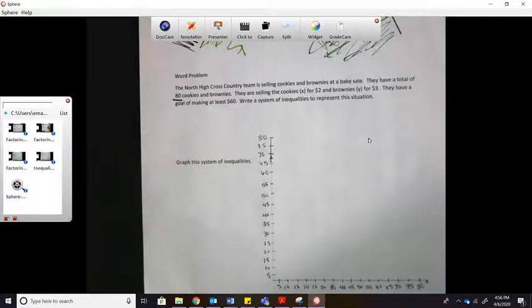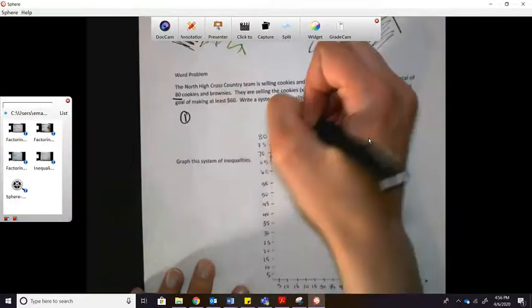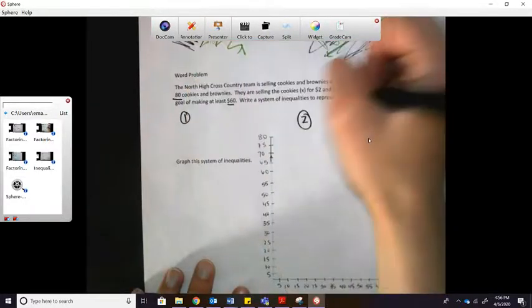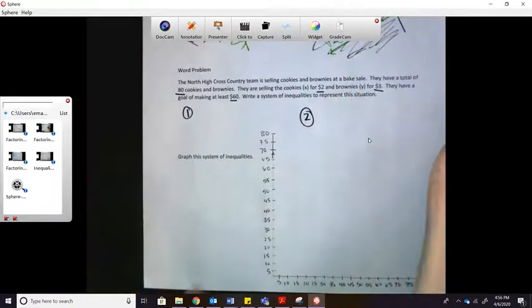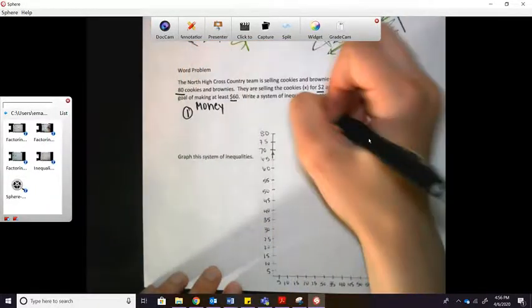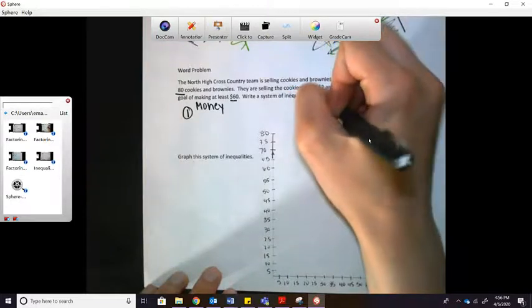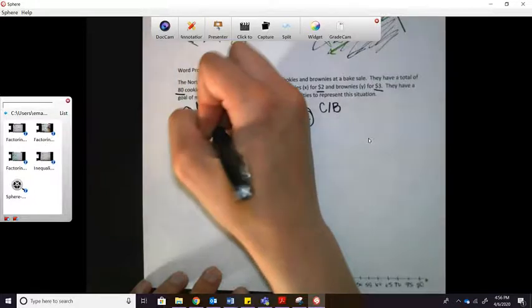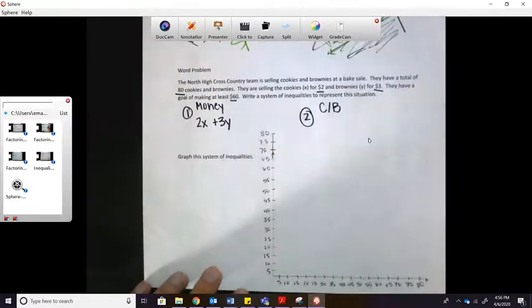So a system, I'm going to have two equations. Now if you notice, we have two totals. We have a total of the cookies and brownies, and we have a total about money. So really, we need a money equation, and we need a cookie-brownie equation. So the money equation is going to be a lot easier for us to come up with. We know cookies are $2 and brownies are $3. You guys are pretty good at that.